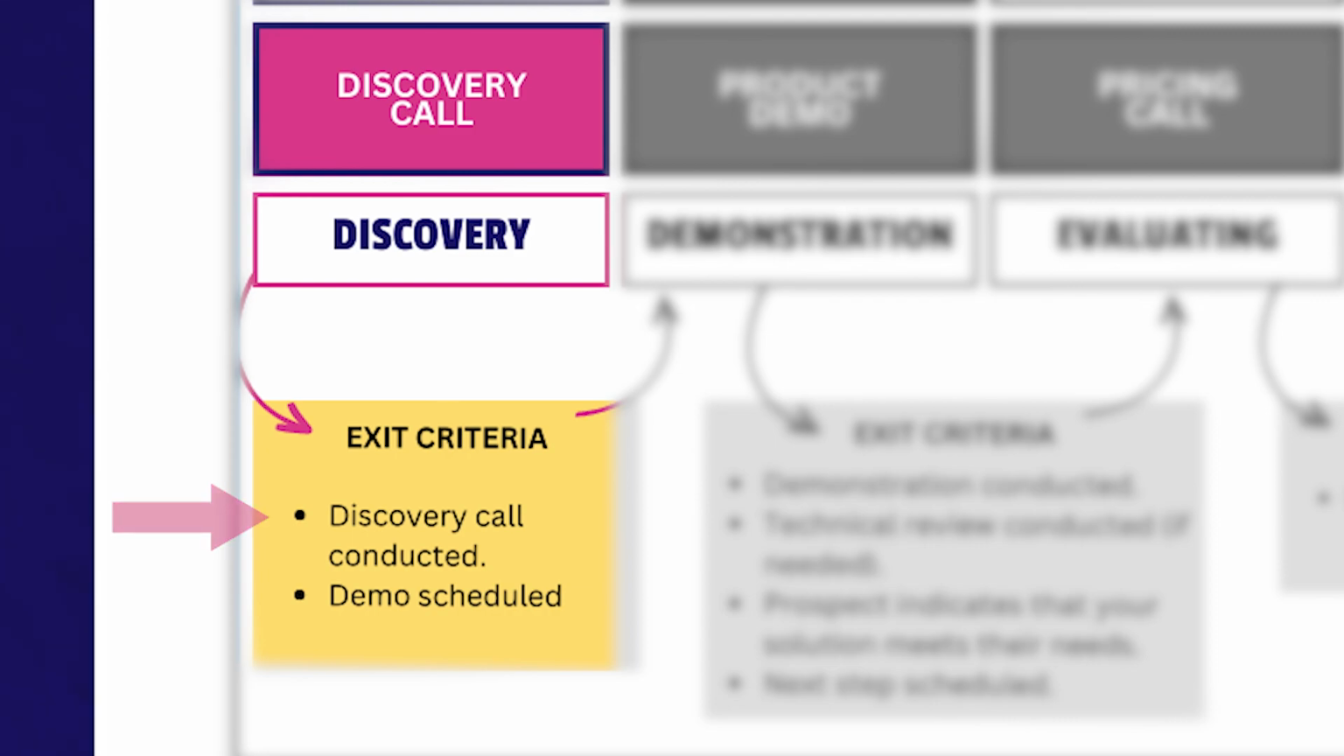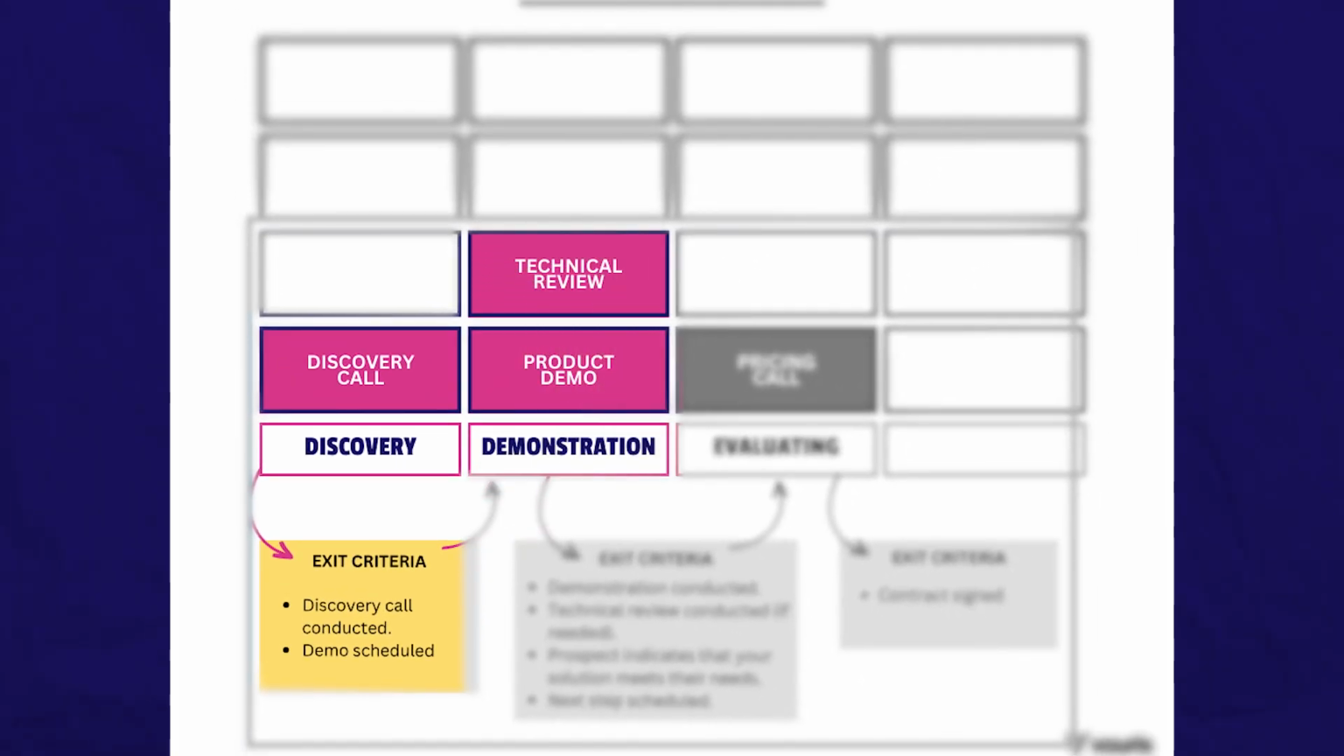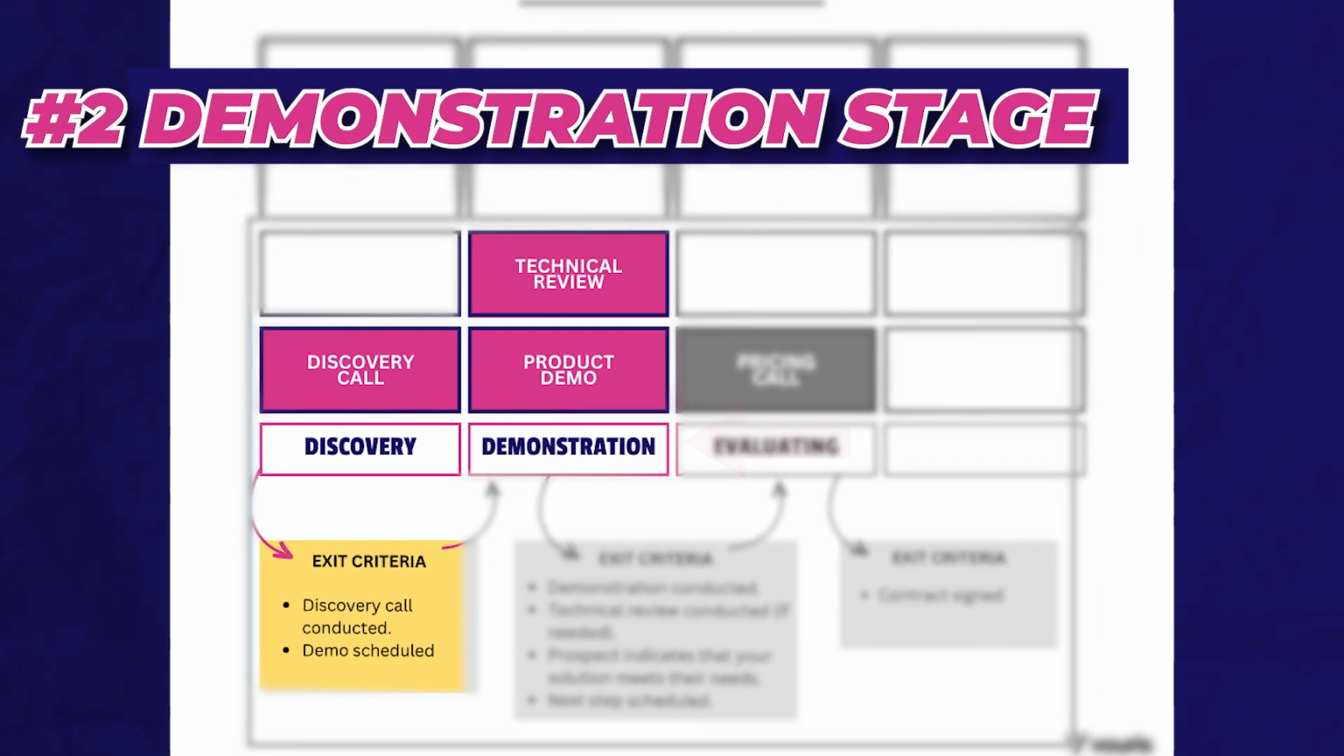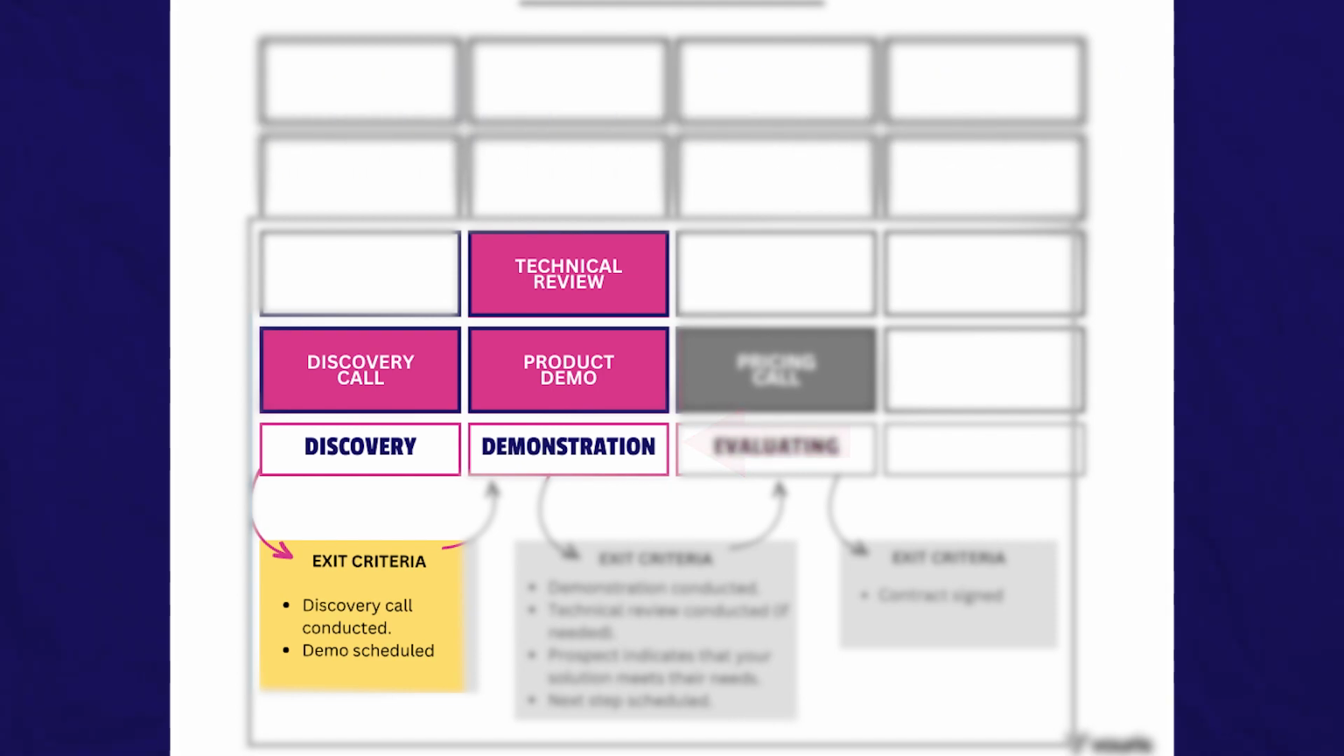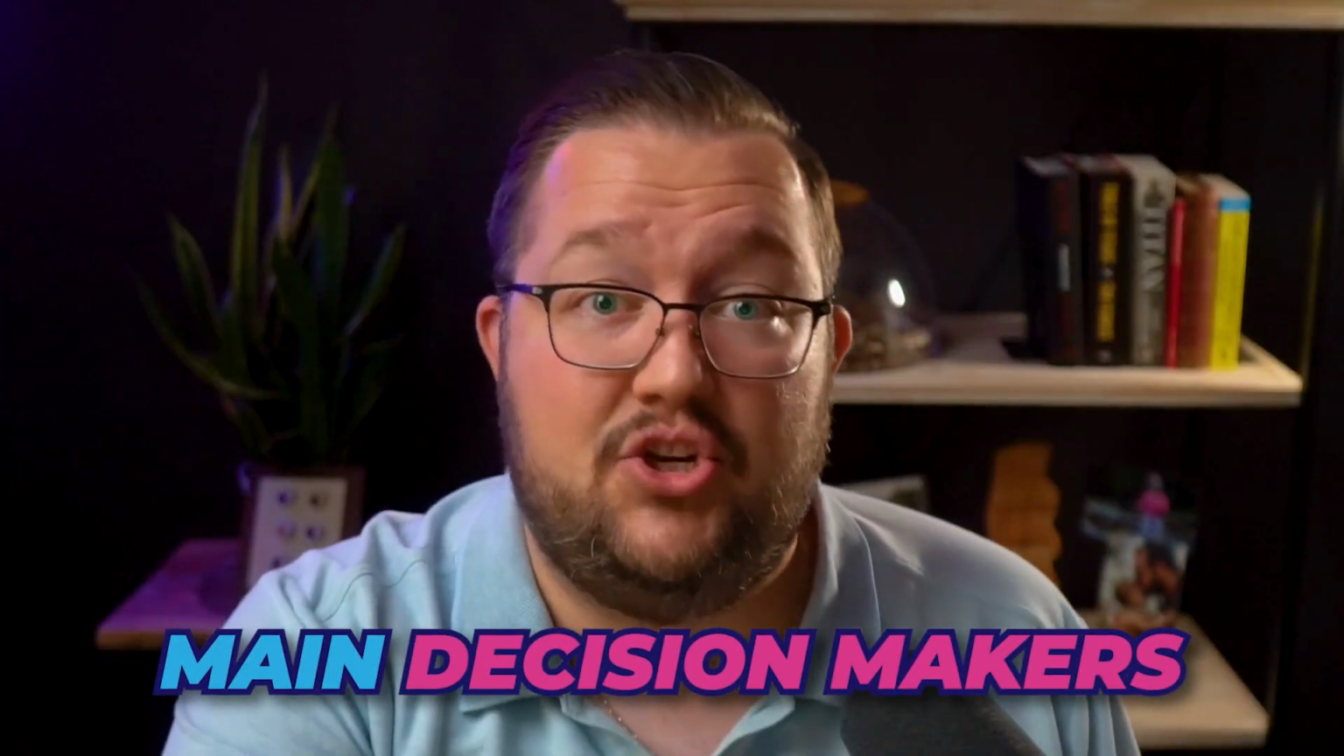The first one is that the discovery call was conducted. The second exit criteria is that a demo was scheduled. Assuming those 2 things are true, we can move that deal into the next stage of our sales process, which is the demonstration stage. This is really where we're demonstrating our product, how it works, to our main decision makers.